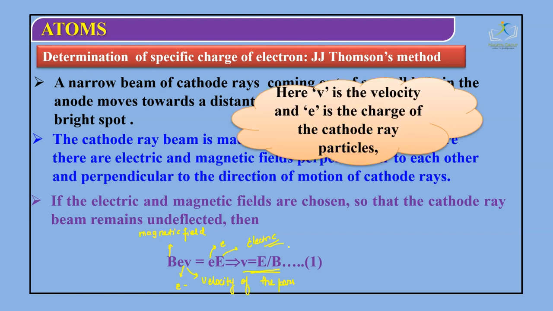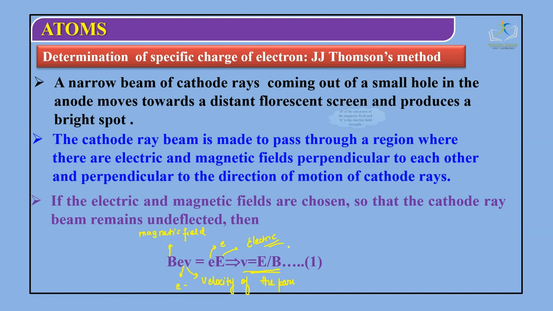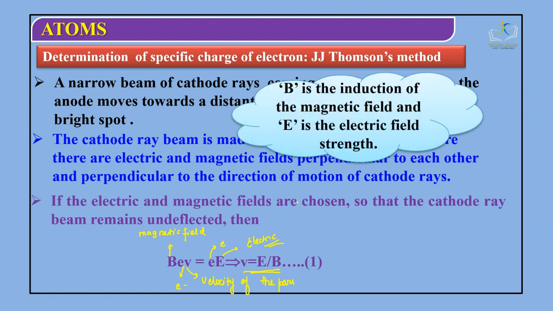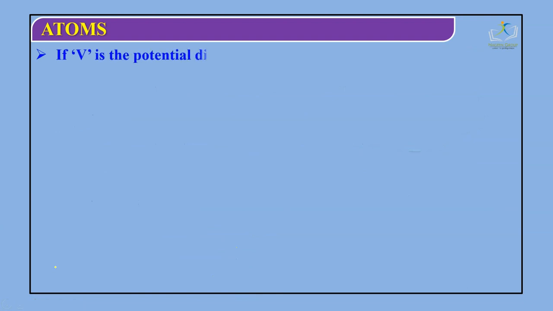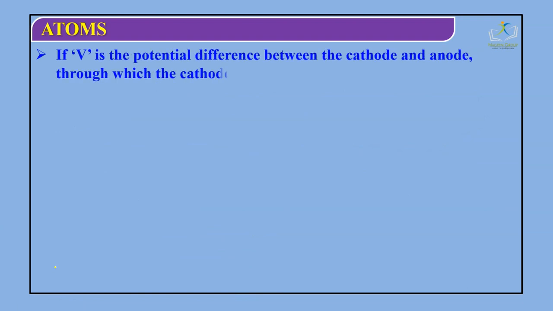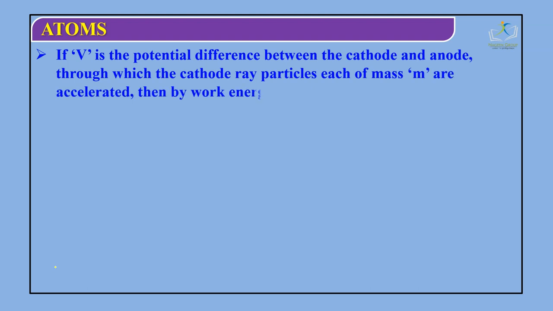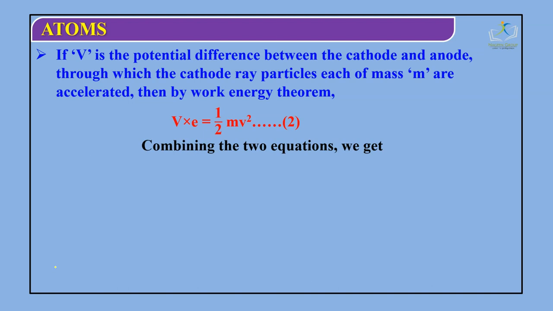Here V is the velocity, e is the charge of the cathode ray particle, B is the magnetic field induction, and E is the electric field strength as we saw. If V is the potential difference between the cathode and anode through which the cathode ray particles, each of mass m, are accelerated, then by the work energy theorem eV equals half mv square. Combining both equations, we get e by m equals E square by 2VB square.